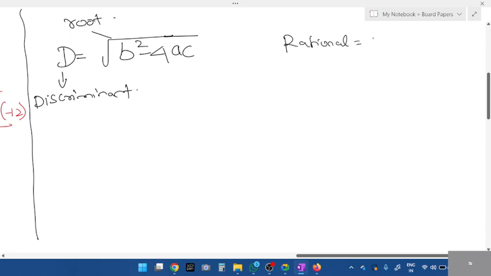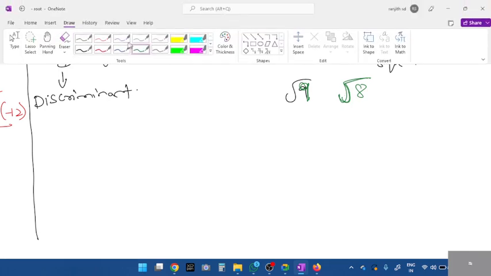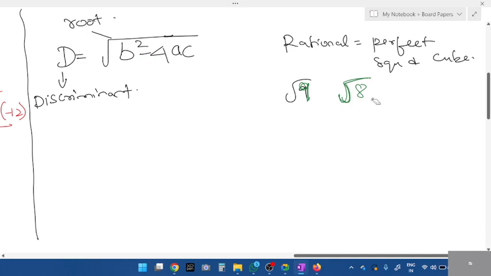Rationals are perfect square numbers. Example, root 9. You don't get cube root, this is a square concept. Perfect square numbers, root 9. What about root 8, students? Root is given, not cube root. Is root 8 rational or irrational? It's irrational, right? All of you respond. It's irrational.